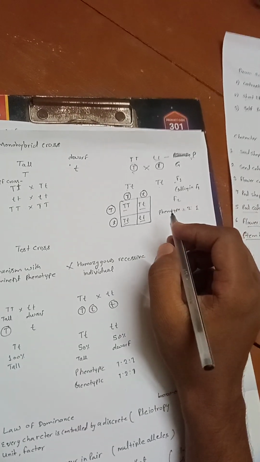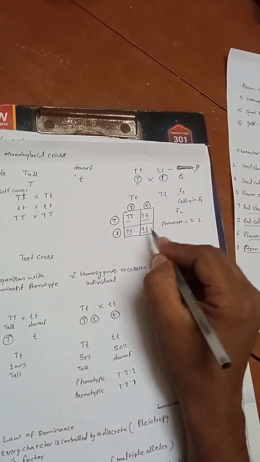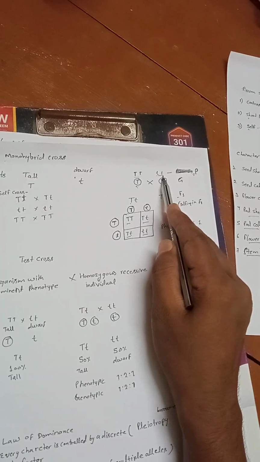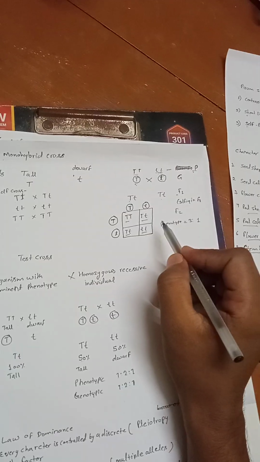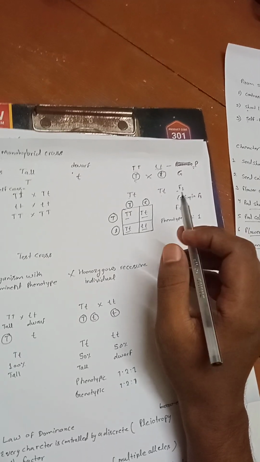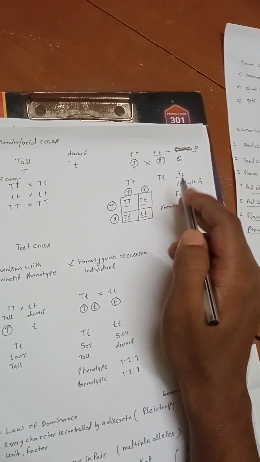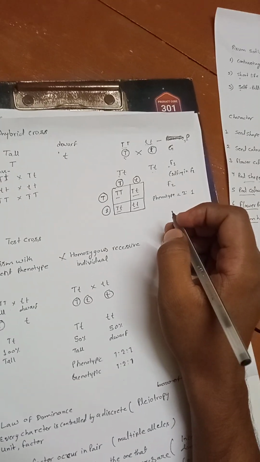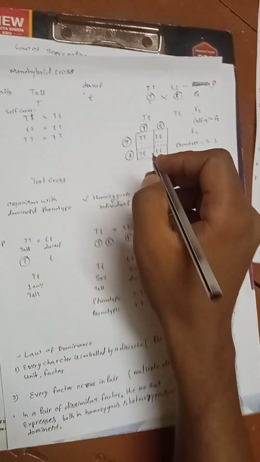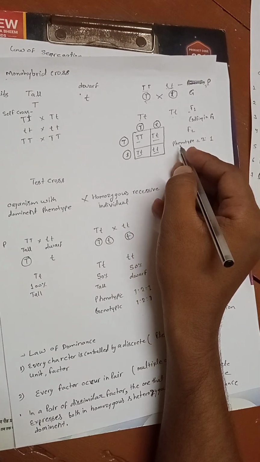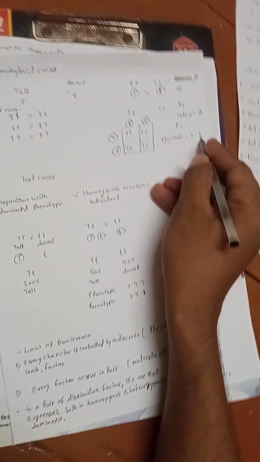So what Mendel observed in the F2 generation is that the recessive parent character is observed in the F2 generation, which was hidden in the F1 generation. Now, in the F2 generation, we got 3 tall plants and 1 dwarf plant.